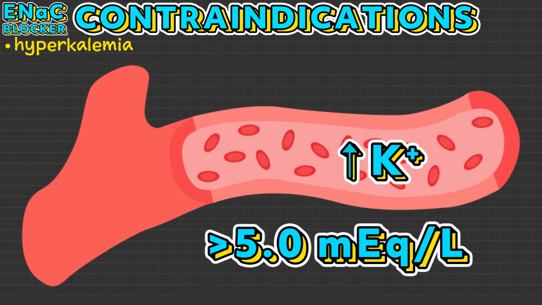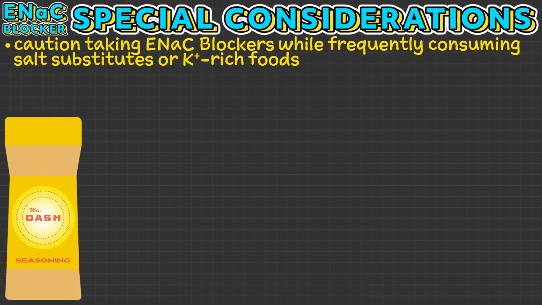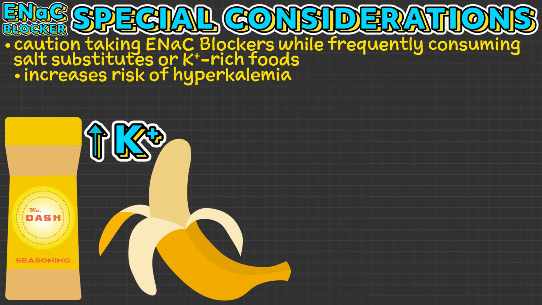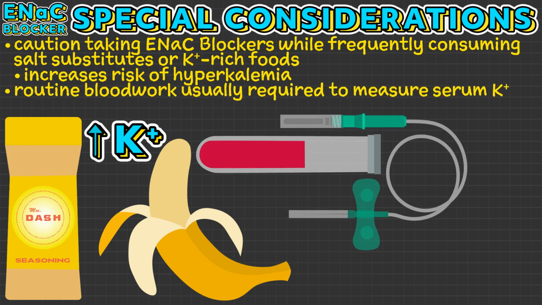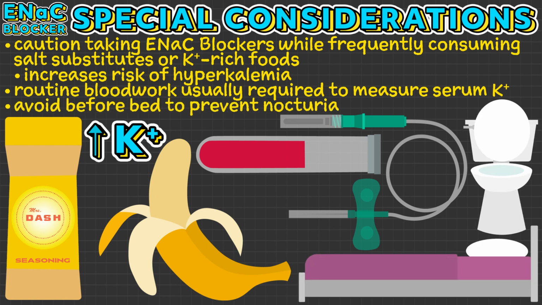ENaC blockers are contraindicated with hyperkalemia. Caution should be used when taking ENaC blockers while frequently consuming salt substitutes or potassium-rich foods, as it increases the risk of hyperkalemia. Generally, individuals on this therapy will require routine blood work to measure serum potassium. Additionally, avoid taking before bed to prevent nocturia or the need to urinate during the night.